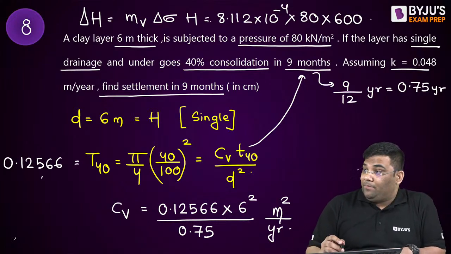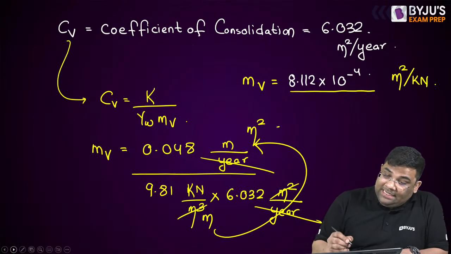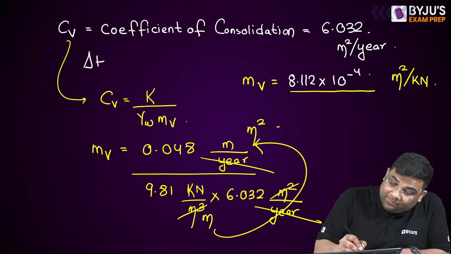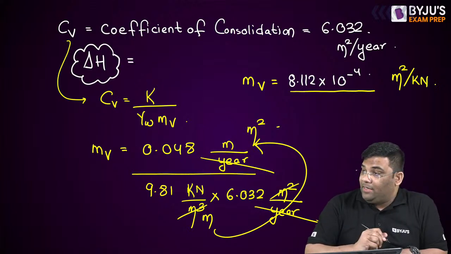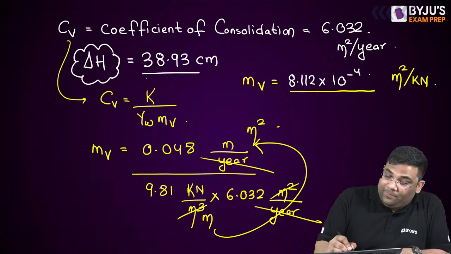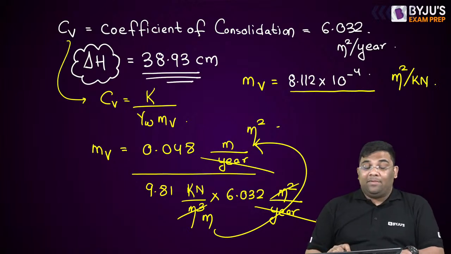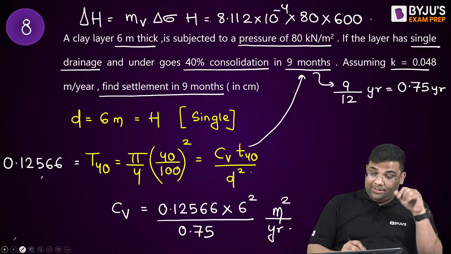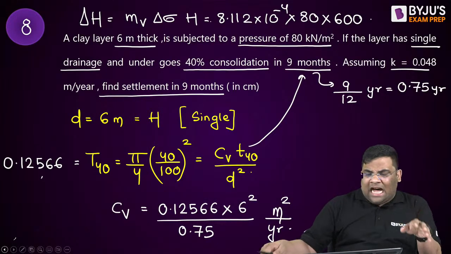Find out and tell me. How much ultimate settlement did you get? You got ultimate settlement as 38.93 centimeter. Is this what is asked in the question?